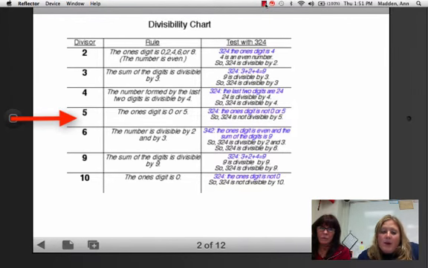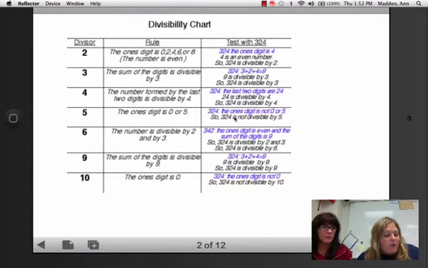If it's divisible by 5, that means 5 can be divided by it and there is no remainder. It means the ones digit, so the last digit, is 0 or 5. If it is divisible by 6, the number is divisible by 2 and by 3. If it's divisible by 9, the sum of the digits is divisible by 9. And if it's divisible by 10, the last ones digit will be a 0.